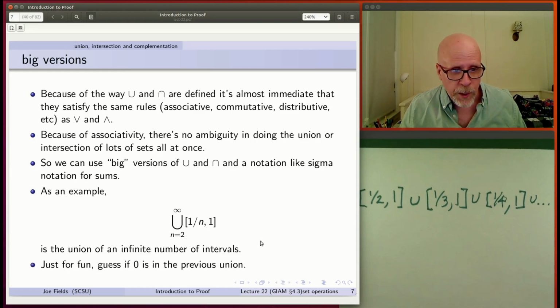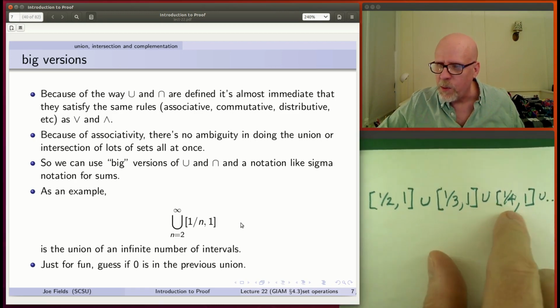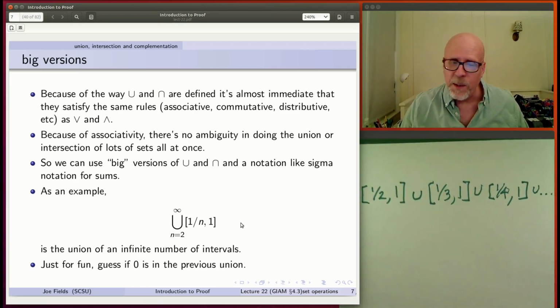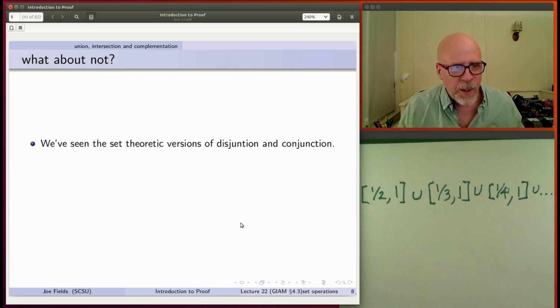Here's a quiz for you. Can you guess whether 0 is in that union? Because you see the left sides of these are getting smaller and smaller and smaller, and there's infinitely many of them. Does it ever get down to the point where you throw up your hands and say, sure, put 0 in? I'll let you continue to think about that.